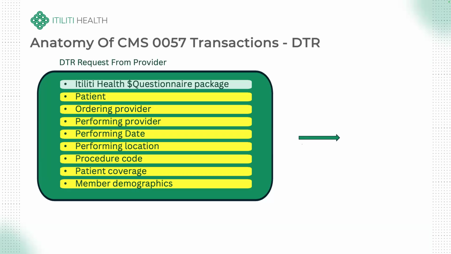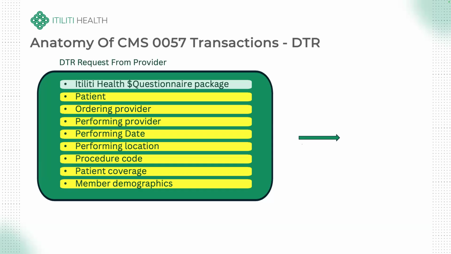Yeah, very similarly to the CRD request, the DTR request is going to include all that same information, and some of it might be fresh. For example, during CRD, the provider might have been placing the order, but not necessarily known where the patient is going to go for the surgery. Now, during the DTR transaction, we might have additional information available to us about who the performing provider, performing date, performing location would be. And now what we're doing is we're reaching out to that questionnaire package URL that was included in the CRD response.